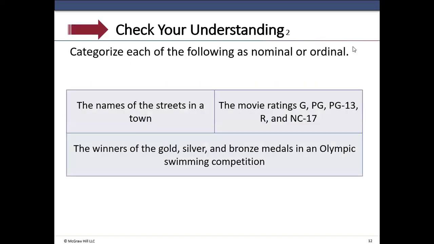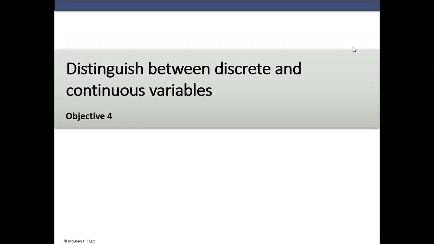Check your understanding: is the category nominal or ordinal? Names of towns in a city, no order, so it's nominal. Movies are rated on a scale, so it is ordinal, order. Winners of gold, silver, and bronze medal, this is also order, so it's ordinal.